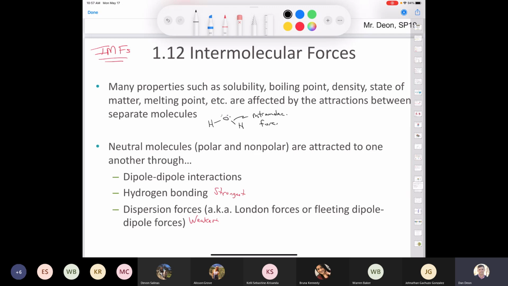Okay, actual bonds. We'll just call it bonds. Those are intramolecular forces, right? If you think of intranational, it's like inside the same country. But let's say you have a glass of water. You have a glass of water like this.